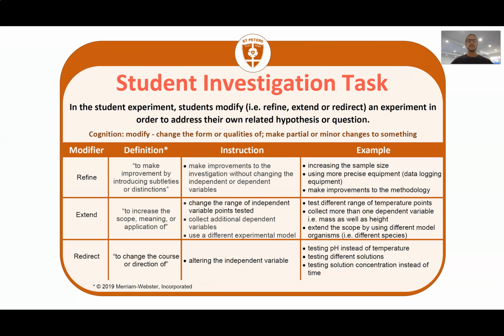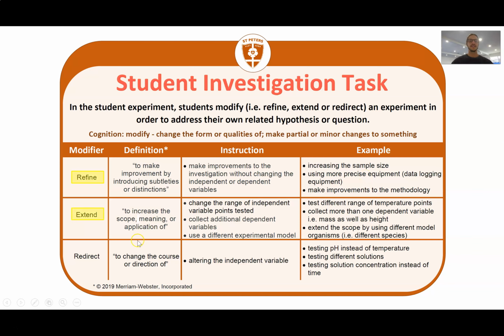You would recognize this infographic where it talks about, well, to modify means to change the form or qualities of, just small changes. You can do this by refining. So without changing the independent or dependent variables, you may increase the sample size or use more precise equipment.